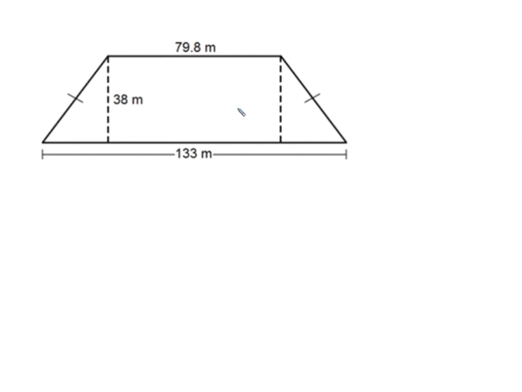Okay, we need to find the area. Let's start with the rectangle that we have here. So the rectangle is 79.8 times 38. And whatever that answer is. Now this down here is no longer 133 because I've used 79.8 of it.